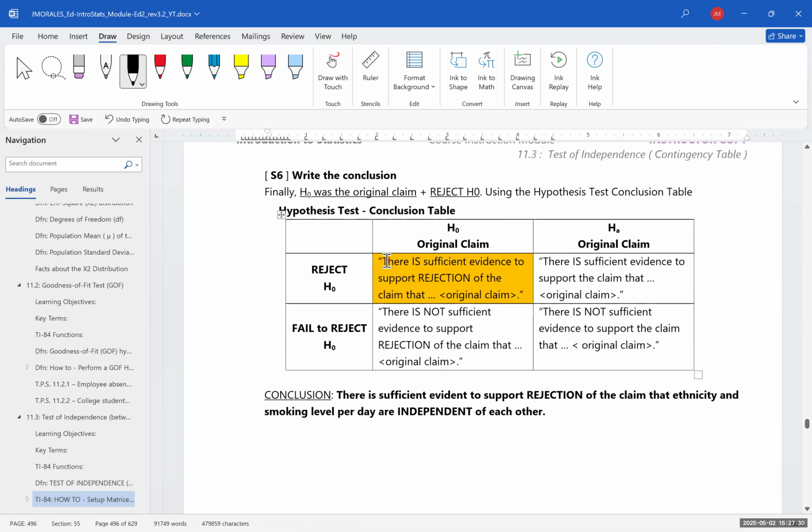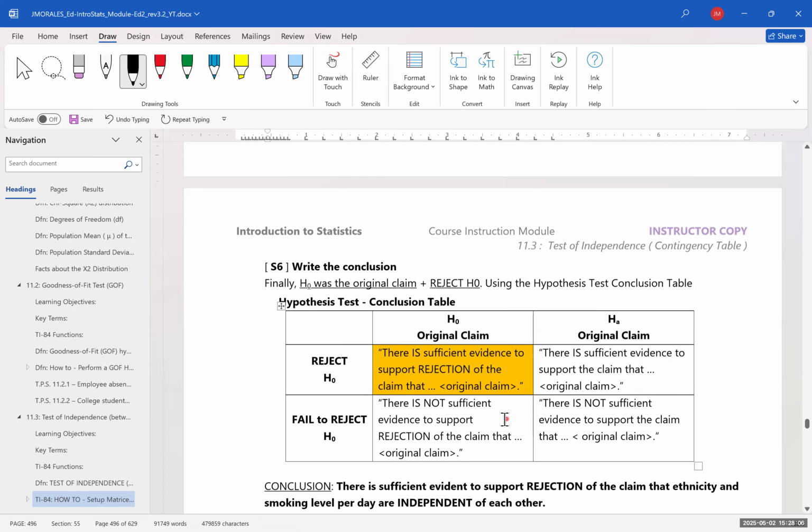So our conclusion is that there is sufficient evidence to support rejection of the claim that ethnicity and smoking level per day are independent of each other. So what this is saying is that some ethnicities smoke more, and some ethnicities smoke less. So there is a correlation between ethnicity and smoking level. Okay, so that's the conclusion.